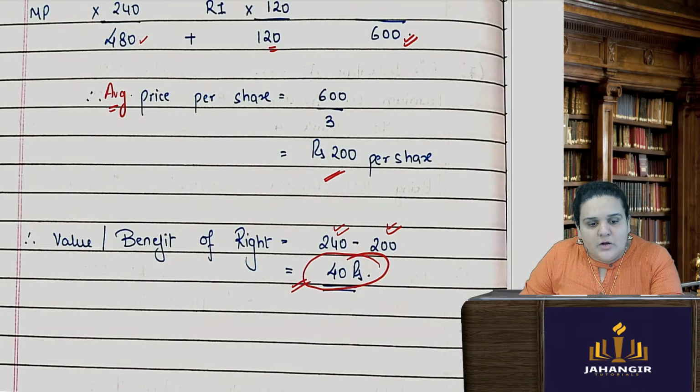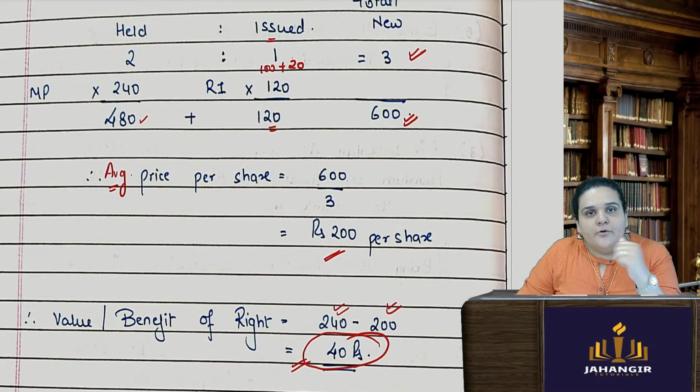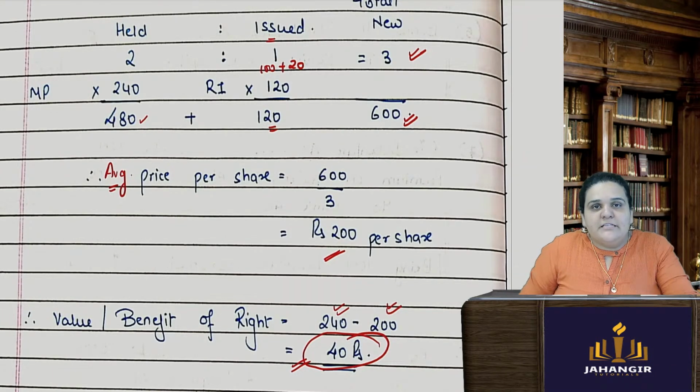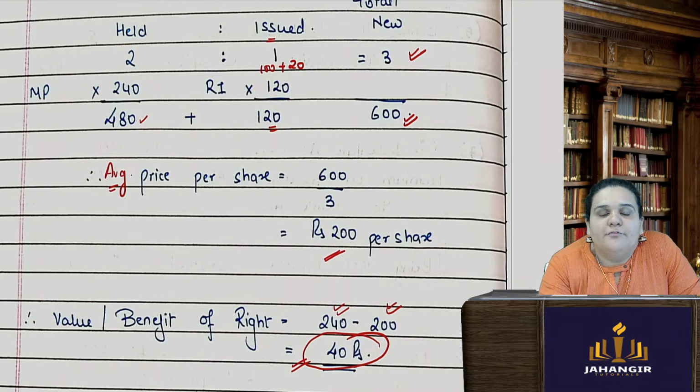Okay. So do not compare and say, oh, I am getting at 120 rupees and in the market it is 240, so 240 minus 120, 120 is the value of right. No. First find the average price of the share, and then subtract that from the market price. That will be the value of your right.